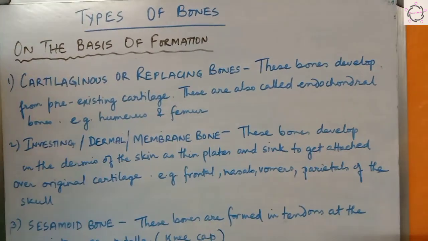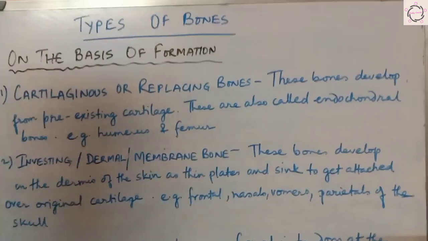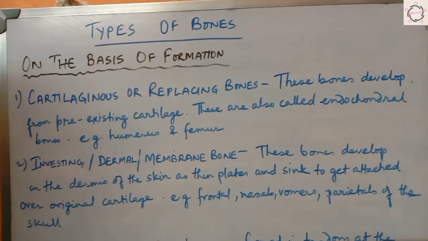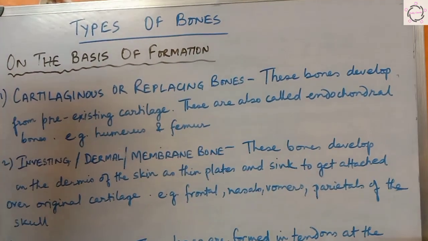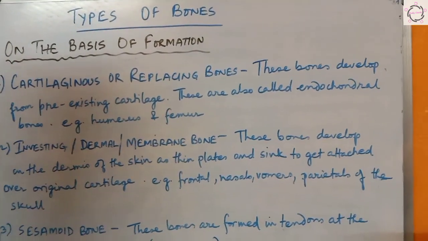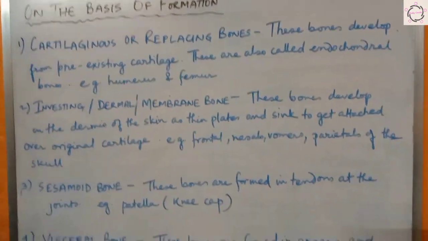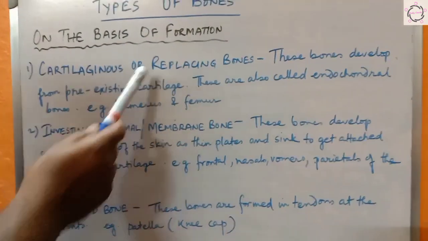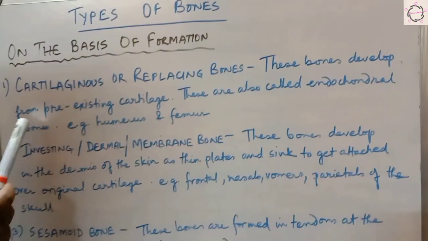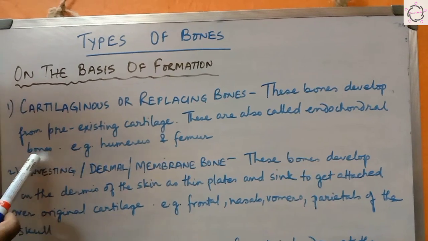Now types of bones, we will discuss now. Types of bones are being classified, number 1 on the basis of formation and number 2 on the basis of their shape and size. So we will discuss the first point, on the basis of formation. Among the basis of formation, bones are classified into 4 types. First of all is cartilaginous or replacing bones. Now what are these? These bones develop from pre-existing cartilage. These are also called endochondral bones.